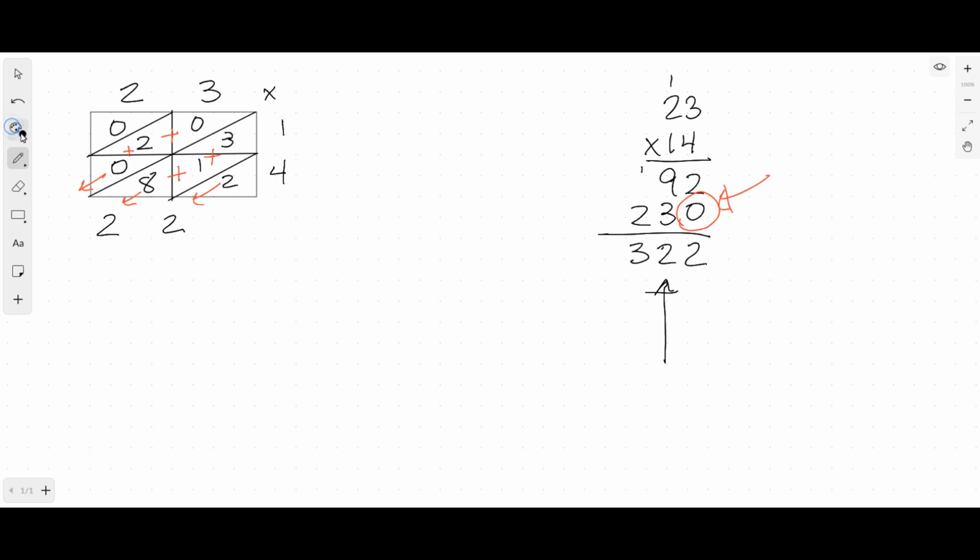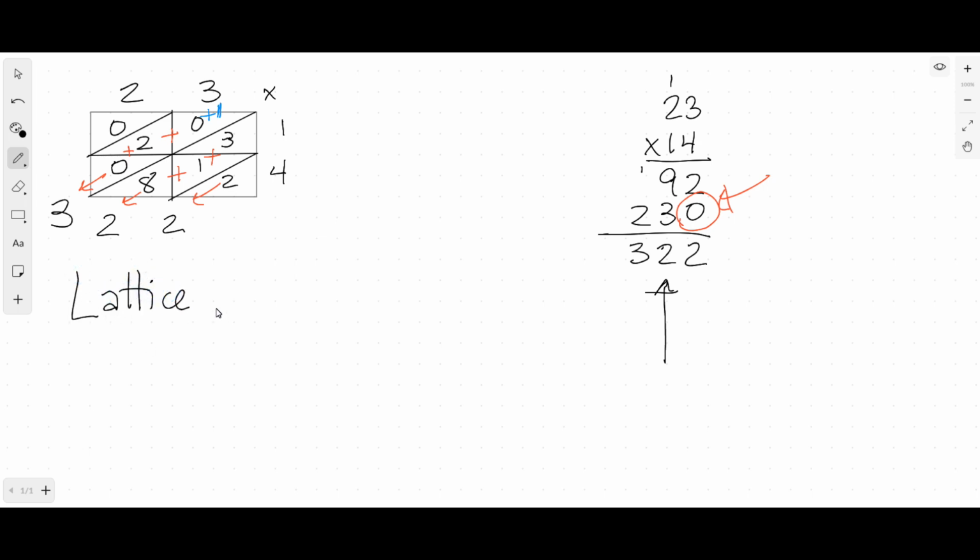And I'm going to carry over, let's do a different color so it doesn't blend in, a 1 and add that in. And so 1 plus 2 gets me 3. 322.